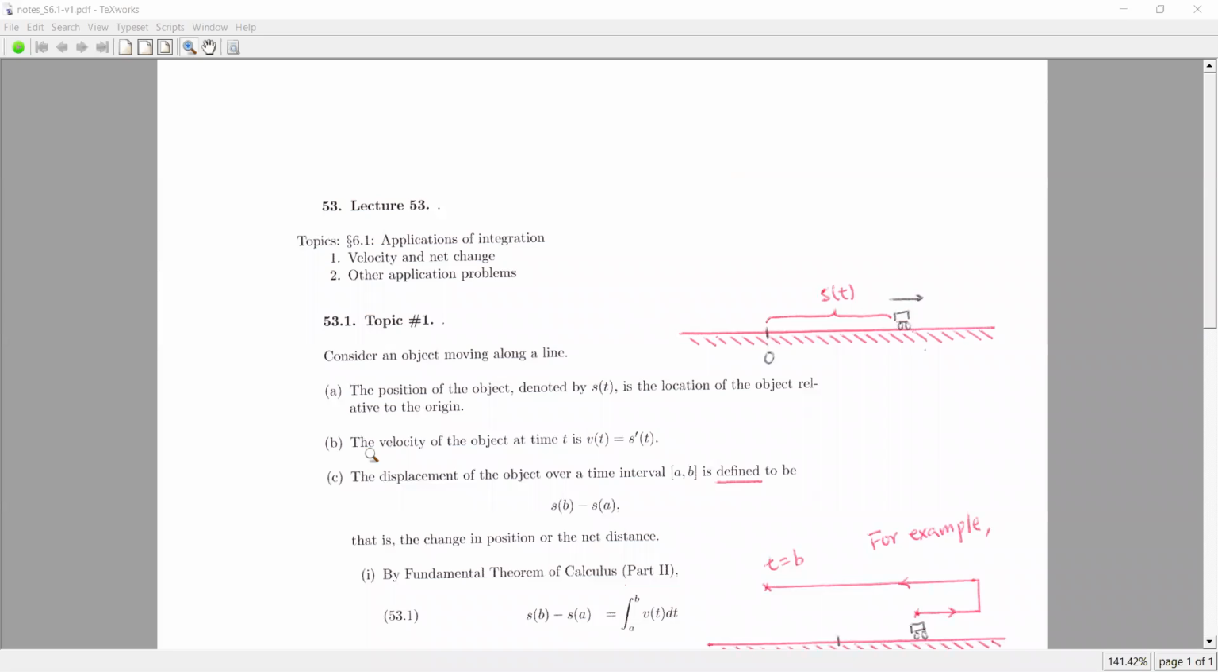B. The velocity of the object is the rate of change of the position of the object. That is, velocity is the derivative of the position. This is the formula to compute velocity. Take the derivative of position with respect to the time t. Then we get velocity.